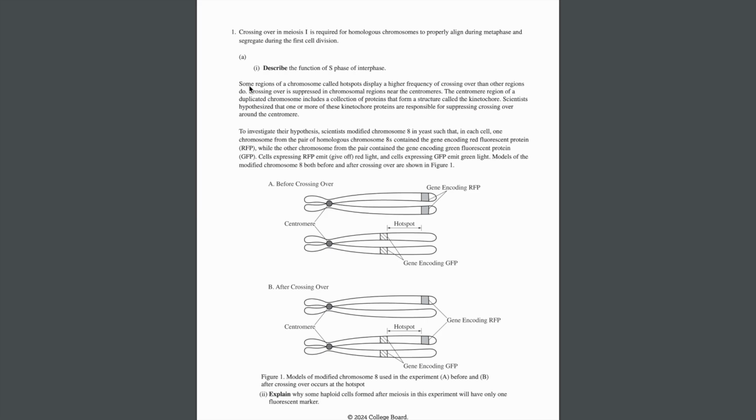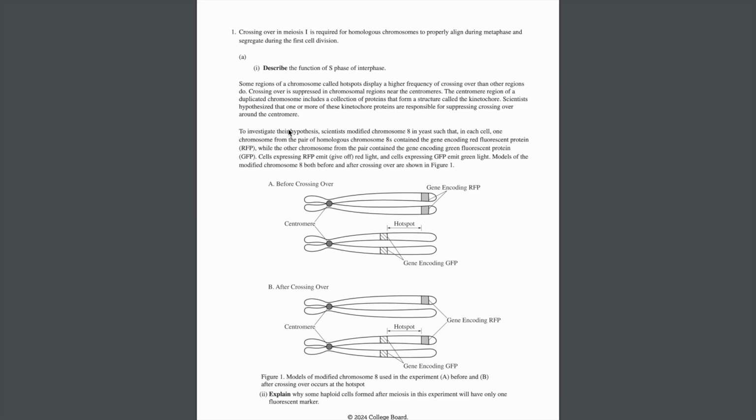So some regions of a chromosome called hotspots display a higher frequency of crossing over than other regions do. Crossing over is suppressed in chromosomal regions near the centromeres. The centromere region of a duplicated chromosome includes a collection of proteins that form a structure called the kinetochore. Scientists hypothesize that one or more of these kinetochore proteins are responsible for suppressing crossing over around the centromere.